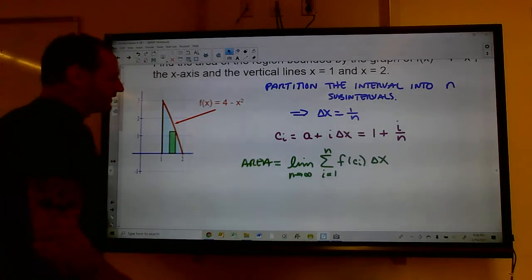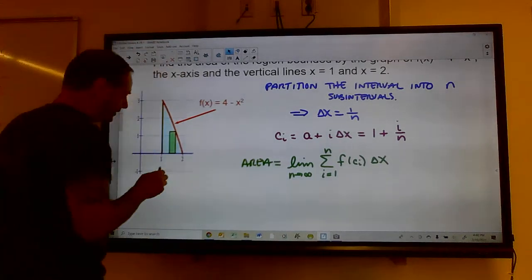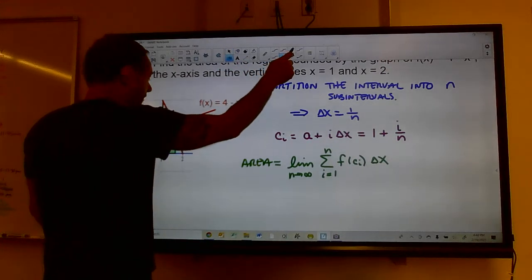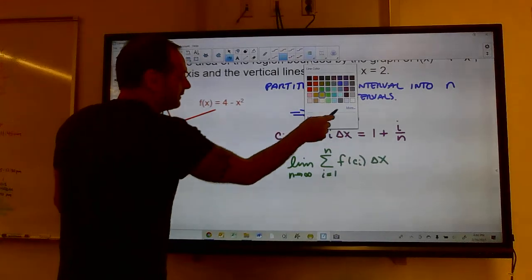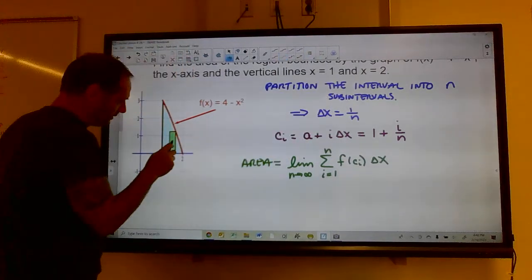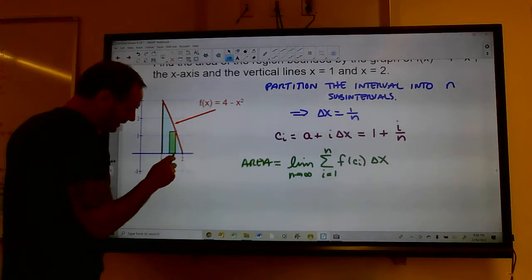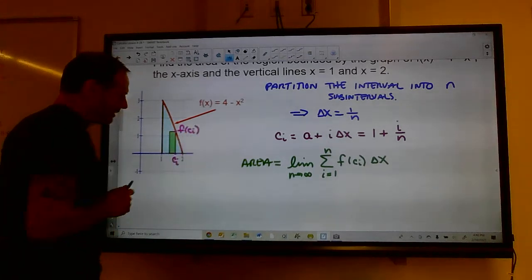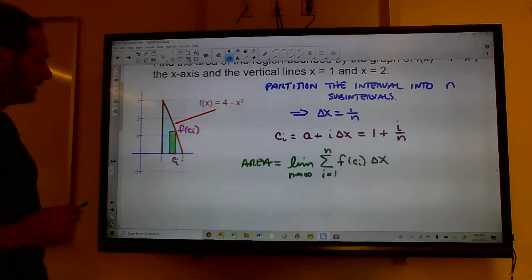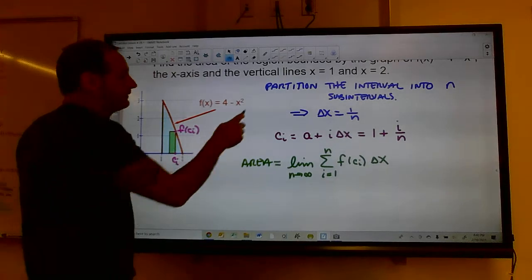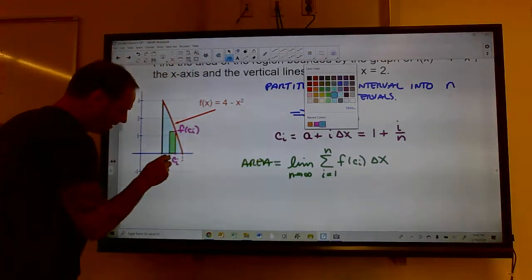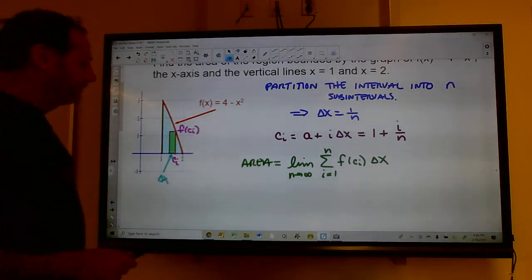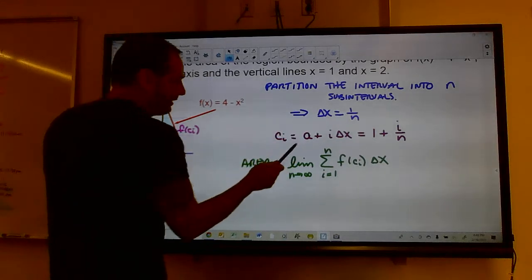So what does that mean? Okay, so the c's that I'm going to use, in this case, a good color to use here, something bright. If I want these points right here, I need a c sub i right here, and this is my f of c sub i right there. That gives me the height of the rectangle, and then the delta x is the base of this thing. That's this right here. So it's going to be 1 plus i over n.